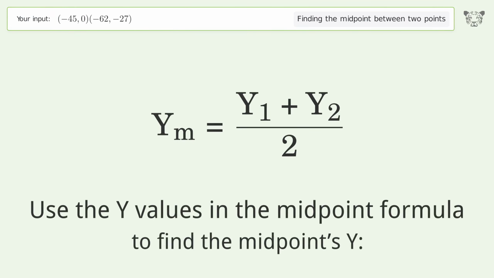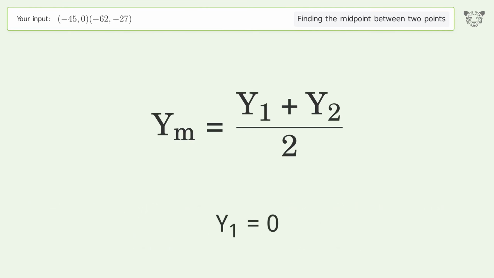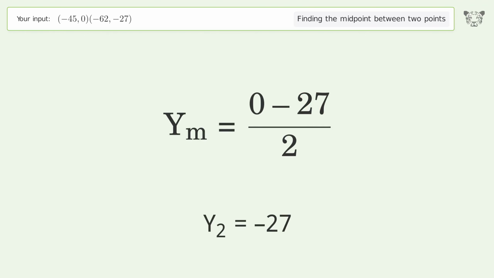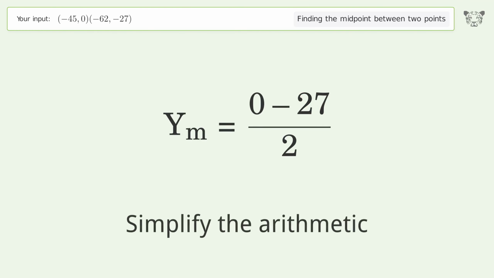Use the y values in the midpoint formula to find the midpoint's y. y1 equals 0. y2 equals -27. Simplify the arithmetic.